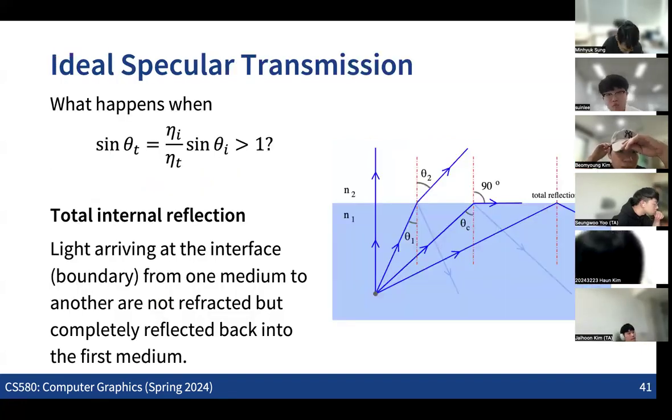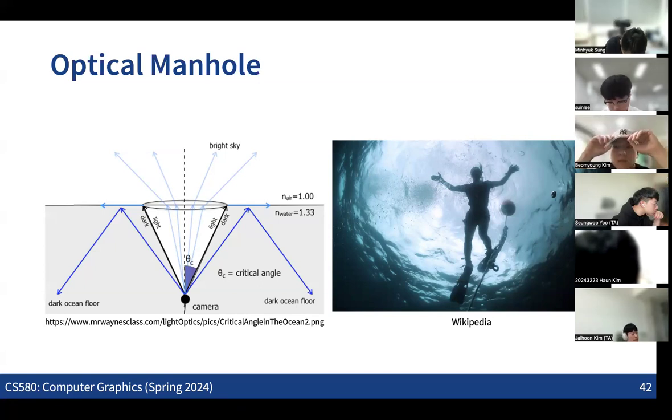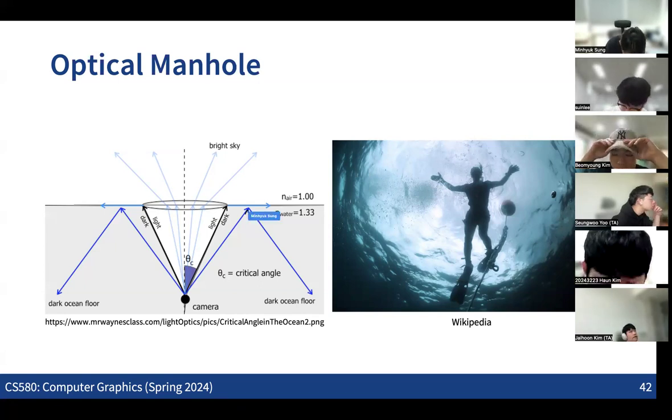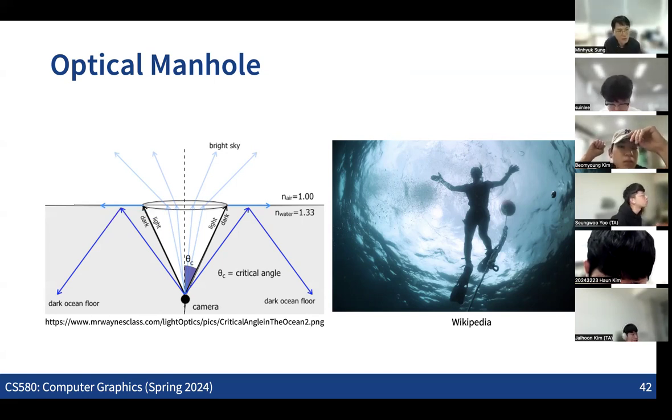Basically, we are seeing total internal reflection in the region outside. So we see a dark region outside of the cone, while all the sunlight comes in through this specific cone. So that's why we see this optical manhole.